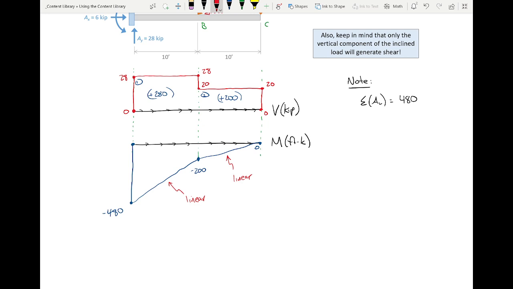I will give you a little bit of a taste of what we're going to do next time. Before we start talking about frames, there's one thing that we haven't covered. What haven't we covered? We haven't covered internal hinges. And do you want to know how an internal hinge affects the construction of a shear and moment diagram? It doesn't.